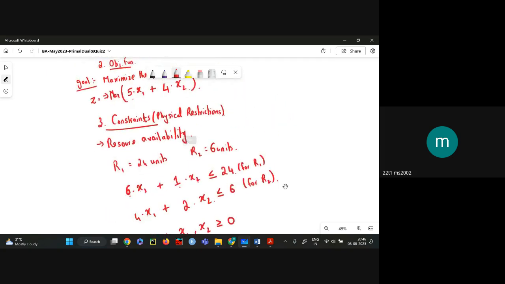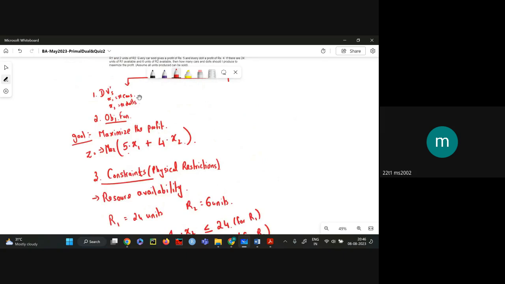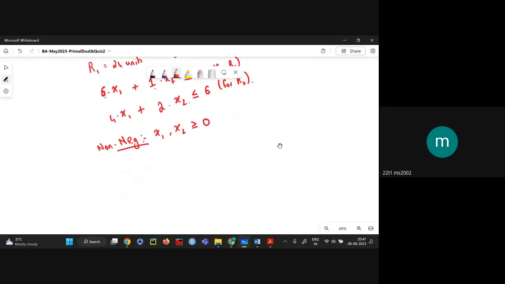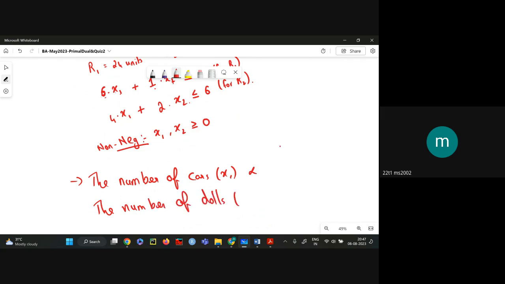Now if I solve this problem, I'm not going into the solving of the problem. You can solve it in Excel. But this is how you formulate this small problem as a linear program. If you solve, you will find the number of cars x1 and the number of dolls x2. This is the optimal number that maximizes my profit, given this resource constraint.